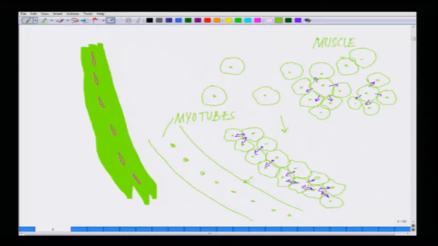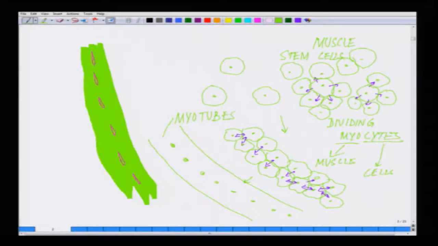They are sometimes also called satellite cells, because these are the cells which are destined to become muscle, and these are dividing myocytes. Myo means muscle, cytes means cell. So, this is how the myotubes are formed.